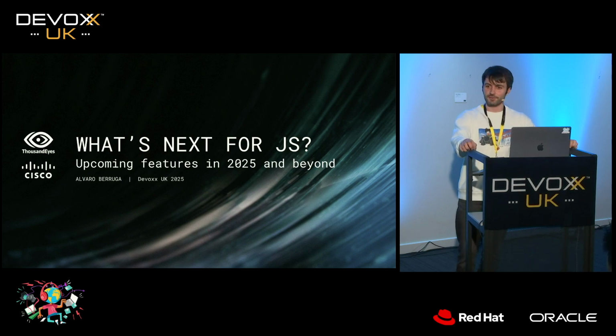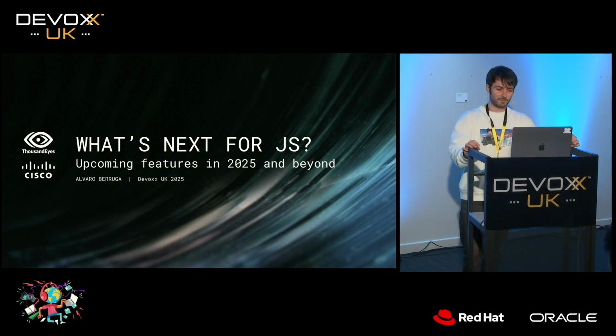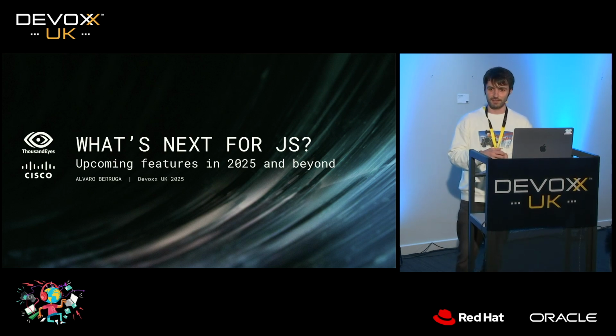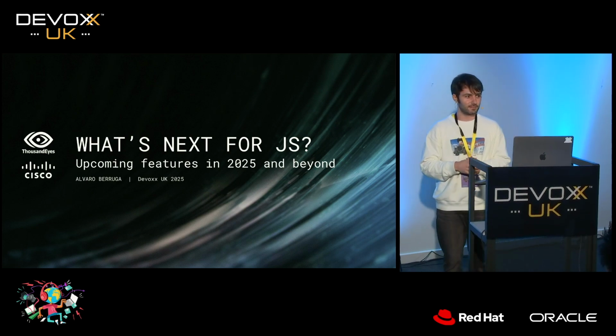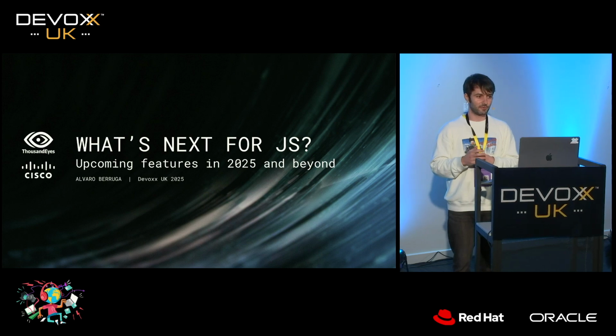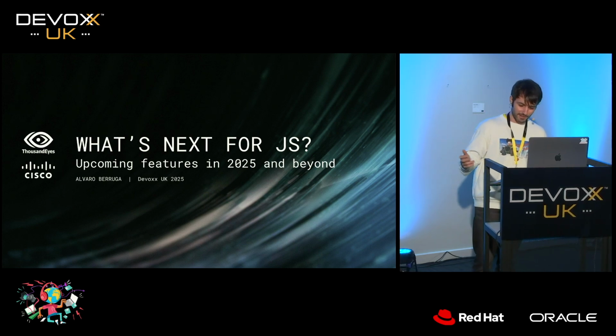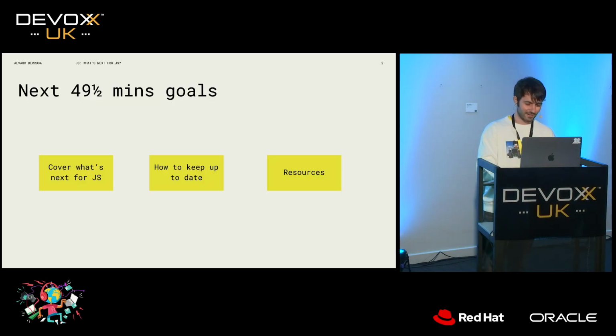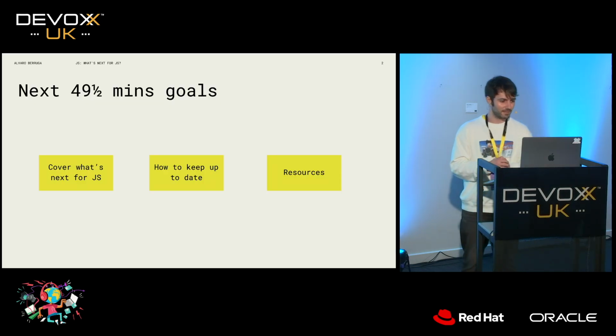My name is Alvaro and I'm a front-end tech lead at Thousand as part of Cisco. As part of my role, one of the things I have to do is keep an eye on the front-end ecosystem, the different technologies that are out there, and make sure that we are making the most out of them in some of our products. So what we're going to do for the next 50 minutes is talk about our future programming language, our favorite programming language, JavaScript.